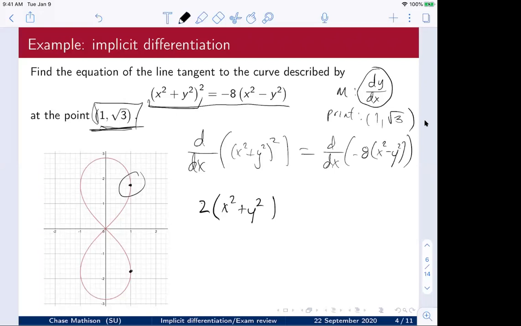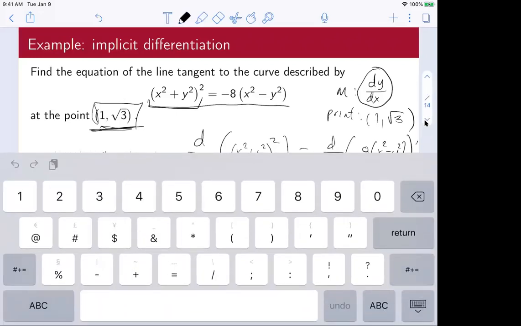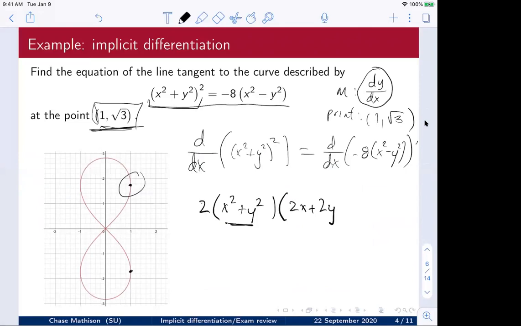Okay, so the chain rule. So I need to multiply by the derivative of the inside. So what's the derivative of the inside function here? Perfect, 2x plus 2y, and this is a chain rule here. So we actually have the chain rule twice. 2y dy dx. Okay, so this is actually the chain rule 2 times. Perfect.